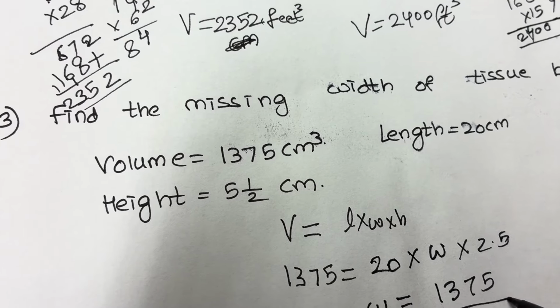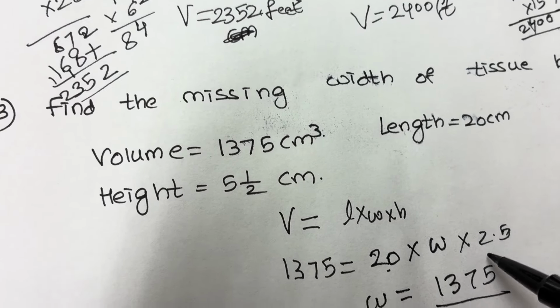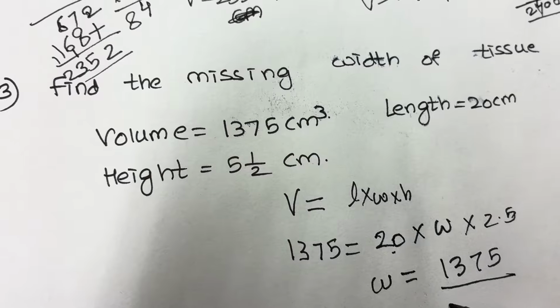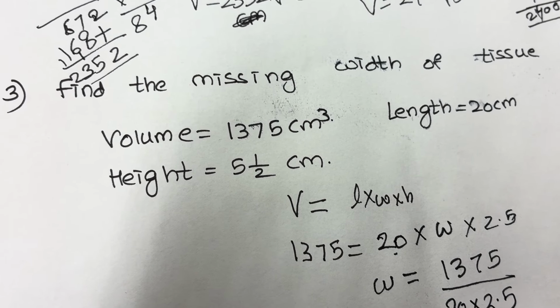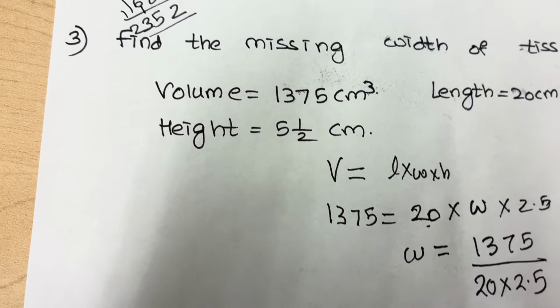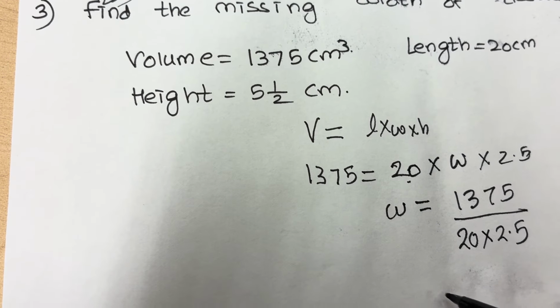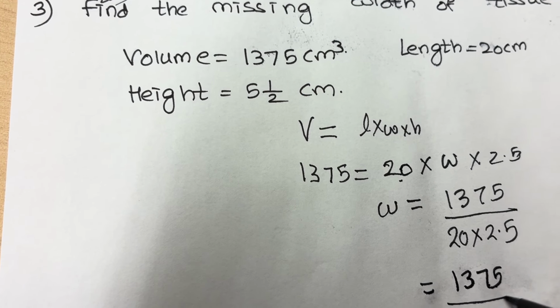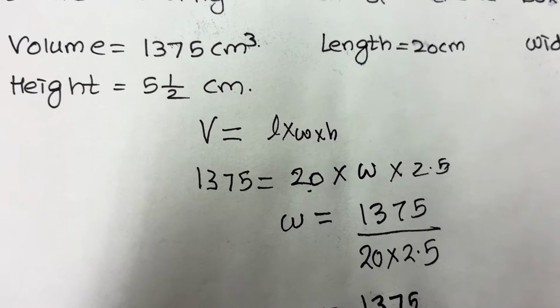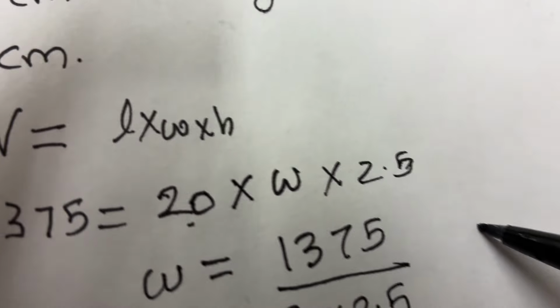1375. And this is multiplying on the other side of the equation. When I take 20 to the other side, it becomes divided. 2.5 is also taken to the other side, it becomes divided by. So then we have it as 1375 over 20 times 2.5. Let's calculate it.